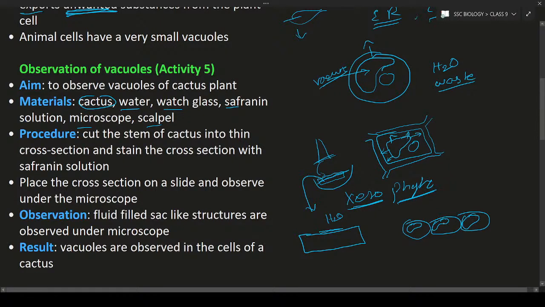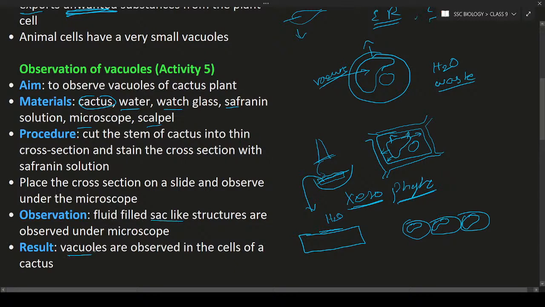These vacuoles are very important for maintaining turgor pressure, storing water, storing waste materials, and also storing other unwanted substances. This is an important organelle in plants in terms of storing materials. So this is our observation: sac-like structures that can be seen under the microscope.